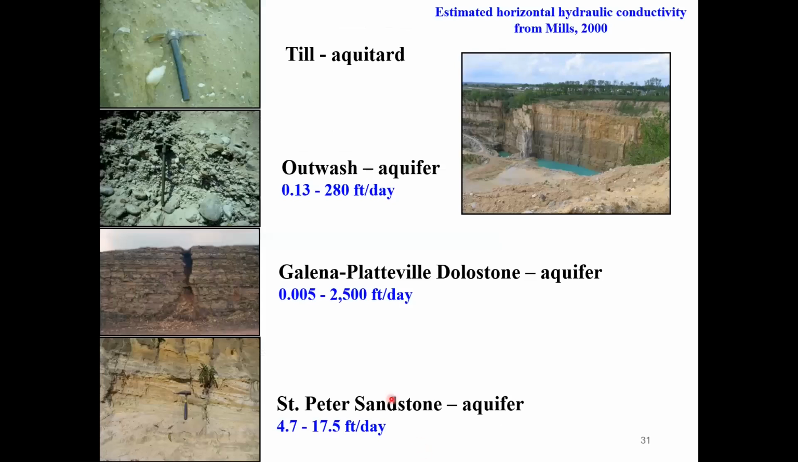So if we look at the till, again, it's an aquitard. Water moves through it extremely slowly. We can't extract it in usable quantities. The outwash and the limestones and dolostones, and then the older underlying sandstones make great aquifer materials.